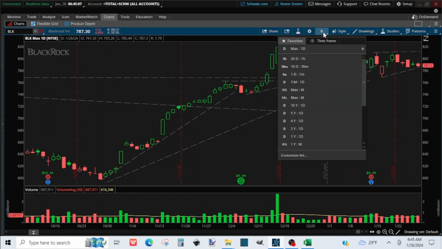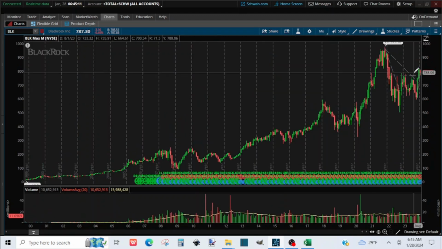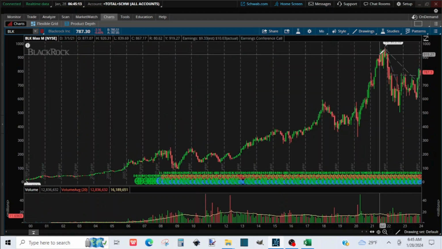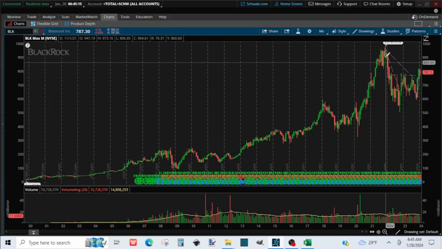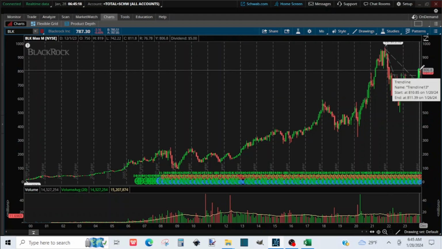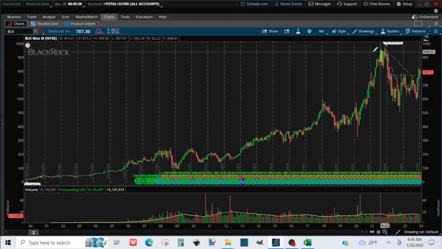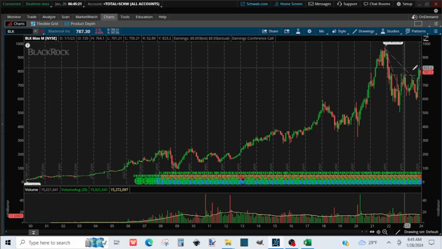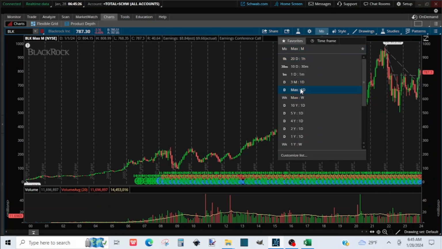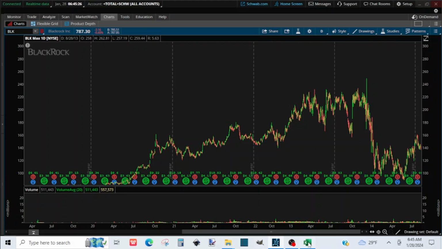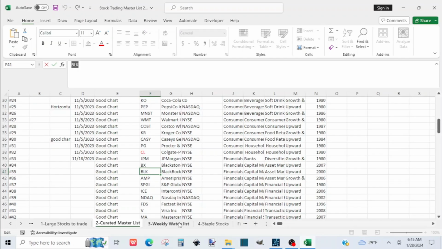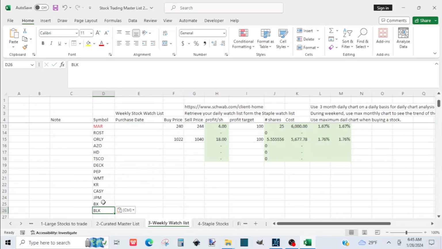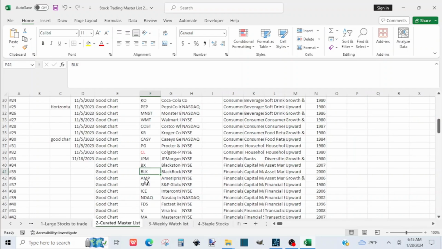But I'm going to go to the monthly chart to analyze it from far. So we have this top that it is trying to overcome. The price is somewhere here, and that's just one peak that is behind it. So we'll go back to our maximum daily chart, and I will add it to my watch list to keep an eye on it.